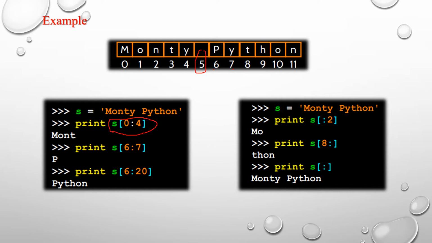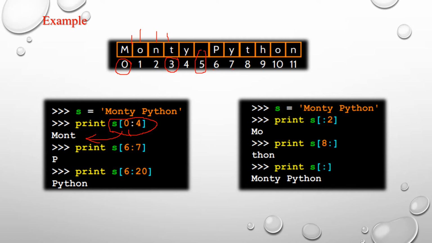Here we write s[0:4]. Here we are using square brackets, and we initialize it 0 colon 4. So this instruction is going to print the indexes from 0 to 3. It's going to print M, O, N and T. So the fourth indexing value is excluded.